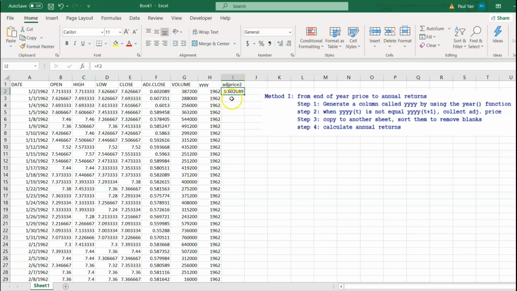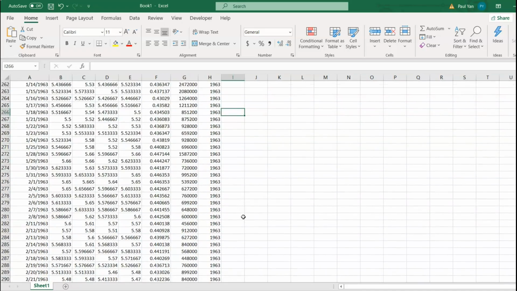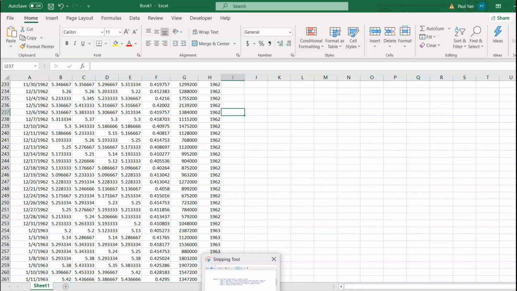Okay, so we are going to enter 0, 0, 0 until, so let's go down here, 1963. So let's look at these two values. From 1962 to 1963, we are going to get this value. So this is the adjusted closing.